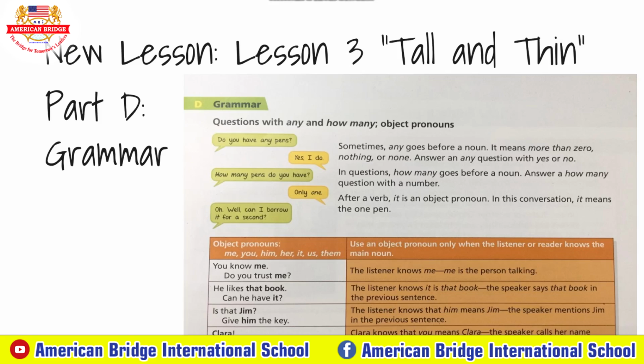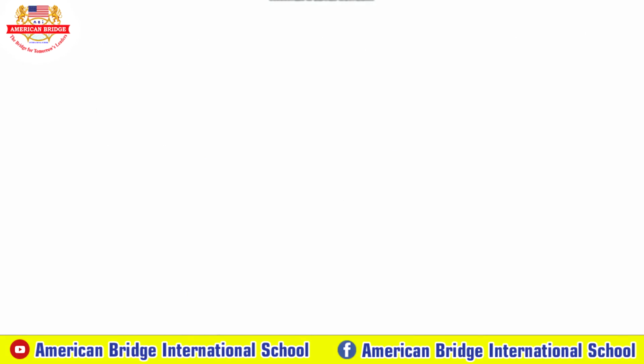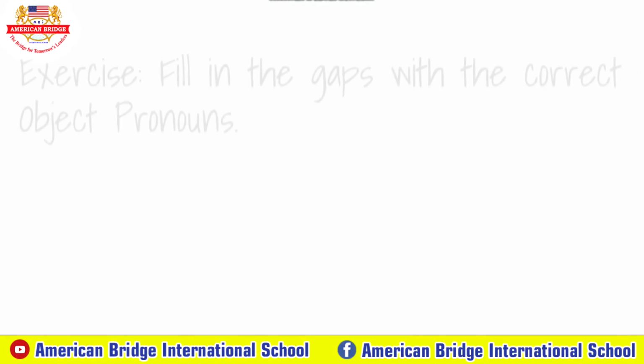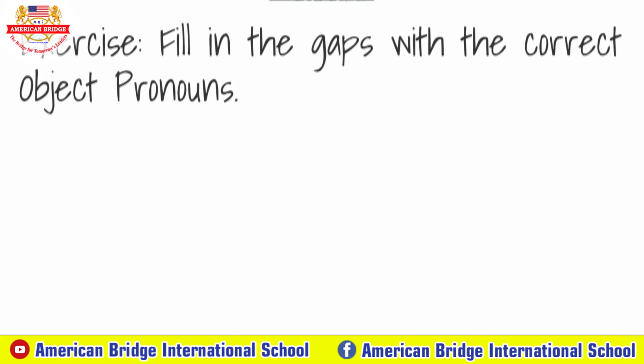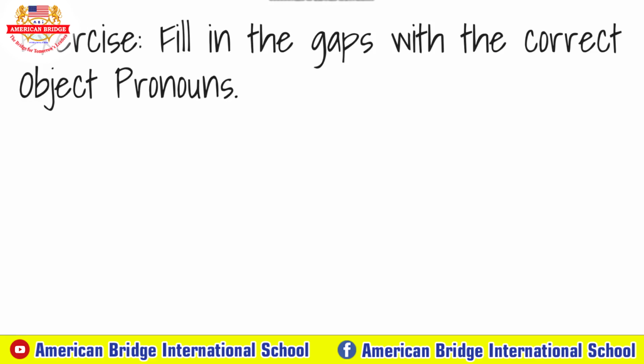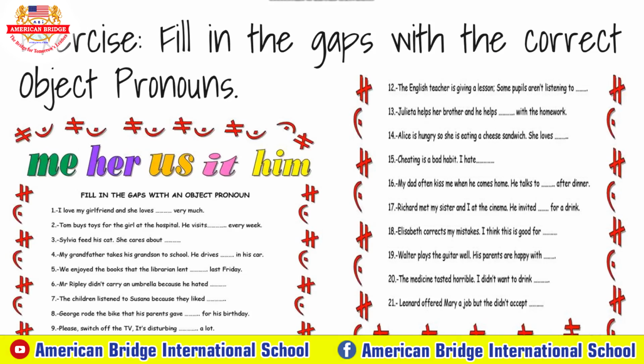Now, for our fourth and final example, Clara. There is a phone call for you. Clara knows that you means Clara. The speaker calls her name before saying you. So this is our lesson for today, Part D, Grammar. Now for your exercise, everyone, fill in the gaps with the correct object pronouns. Don't forget to finish this exercise, everyone, also with your classwork and your homework, and send back your answers to your teacher's personal Telegram.